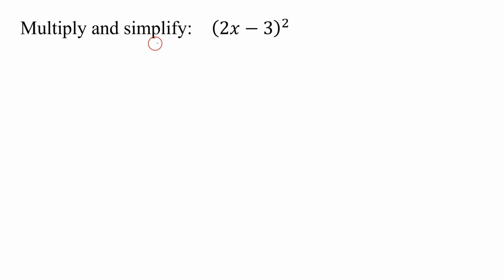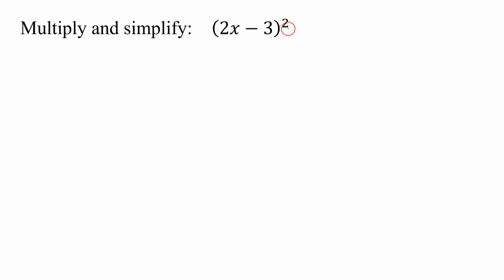In this example, we need to multiply and simplify this problem here. Well, what do I have? I have the quantity 2x minus 3 all squared. So I'm squaring a binomial. Now, this looks fairly basic, but be very careful. This is the one that students often mess up on.